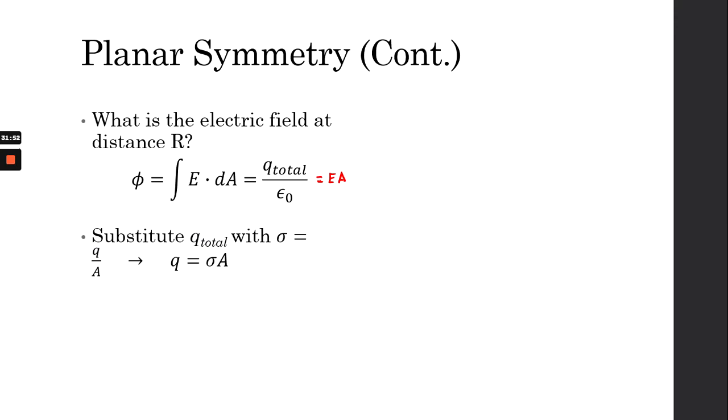And so this sigma right here is a measure of how much coulombs or electric charge is available per meter squared. And then just substitute that value, you would get the total flux is equal to sigma multiplied by the area of your surface, or sigma A divided by epsilon naught.